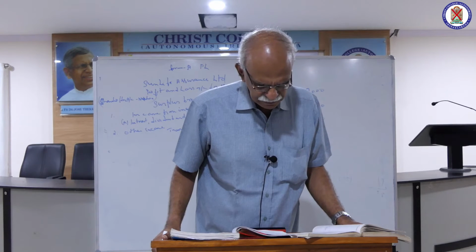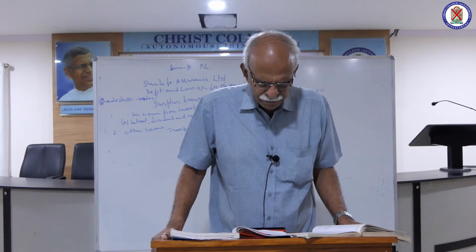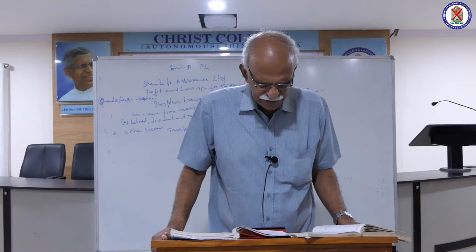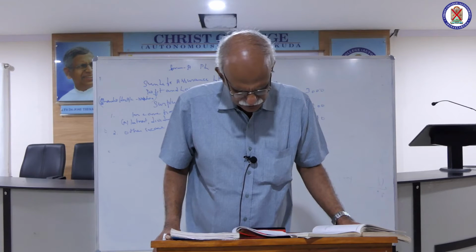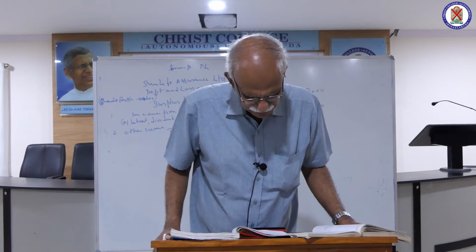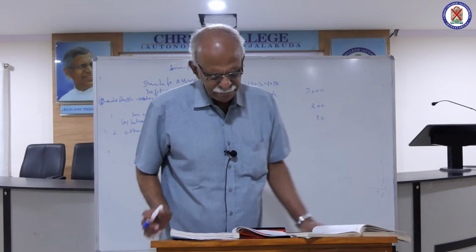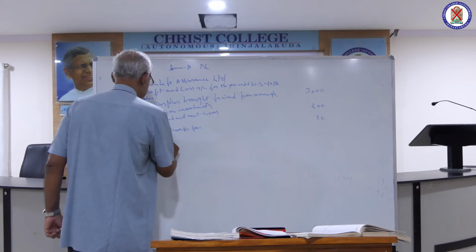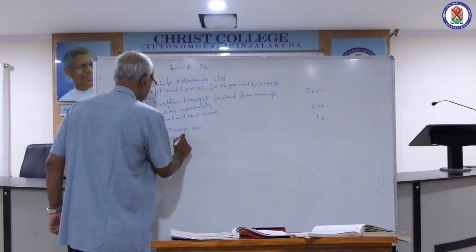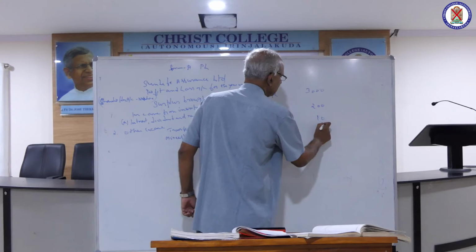Then comes miscellaneous income. How much? Not 6, but it is 15. Miscellaneous income 15. So much about the incomes.